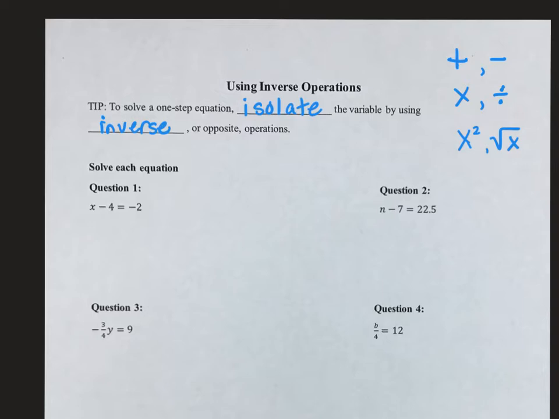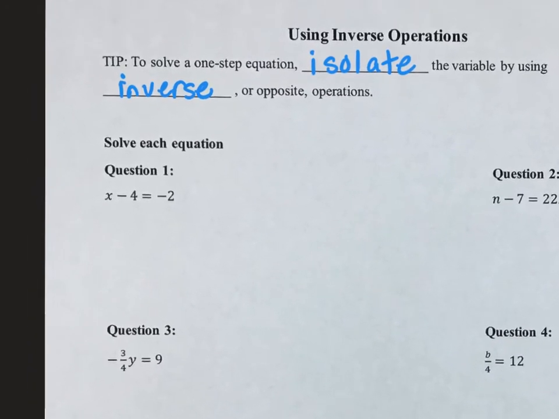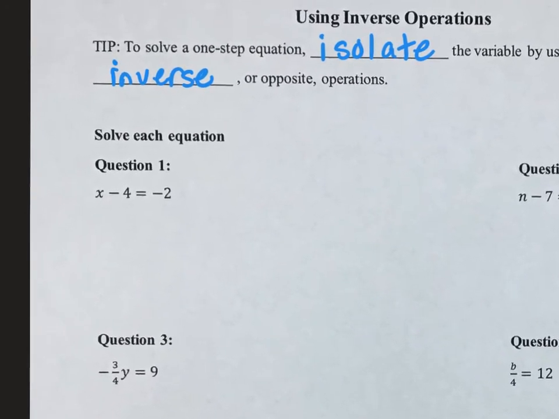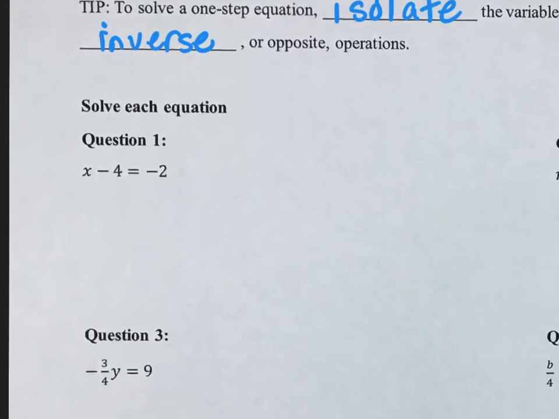The opposite of adding something is subtracting it. The opposite of multiplying is dividing. And the opposite of squaring something is taking the square root of it. So those are just your basic inverse operations. We use inverse operations to solve equations. We're going to work a couple of examples here. Taking a look at question number 1, to isolate that variable, we use inverse operations.